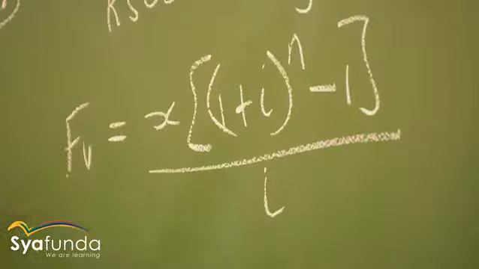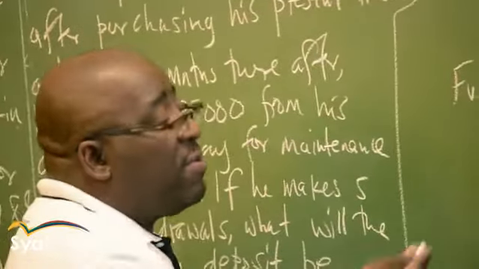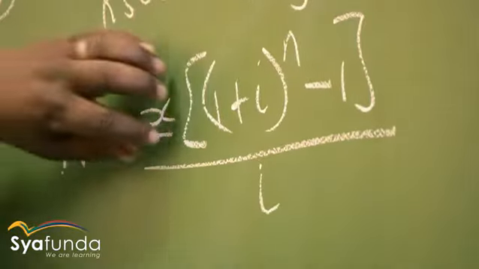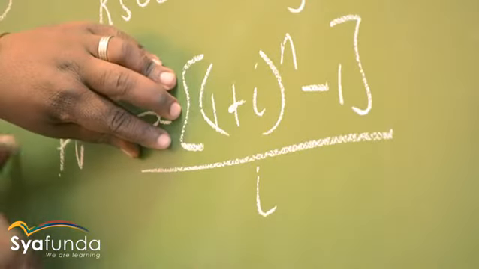So in other words, this is what I'm looking for. I'm looking for X, the installment. I make X the subject. We've done that before. Let's do it once more. Leave this X here. Everything must go. So this will multiply that one.